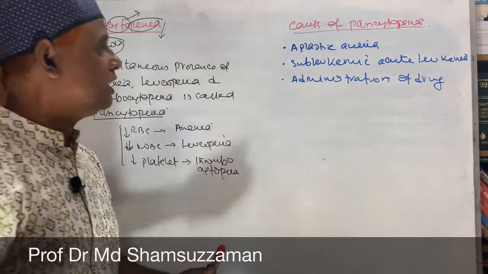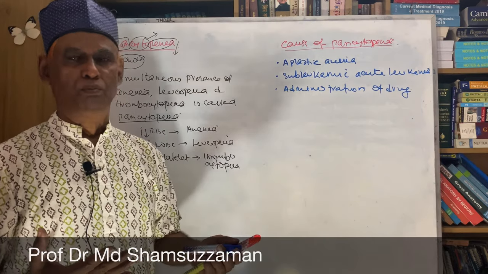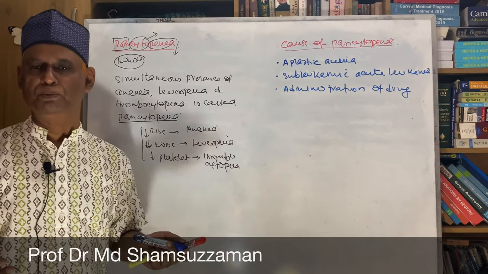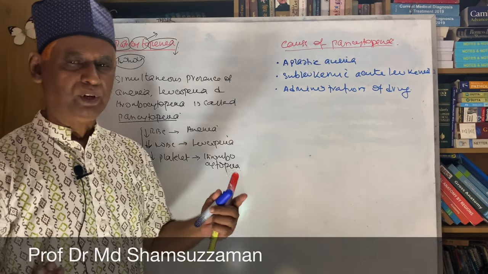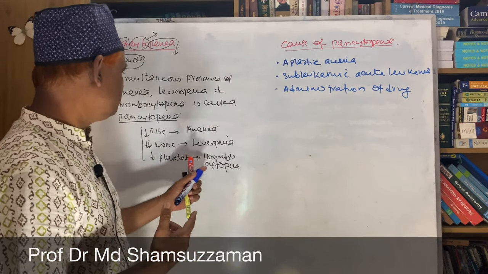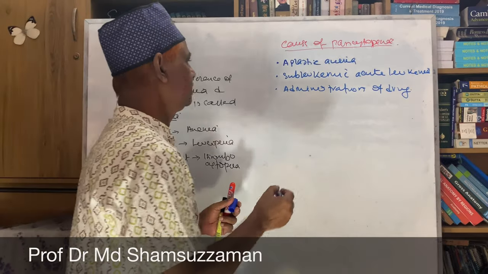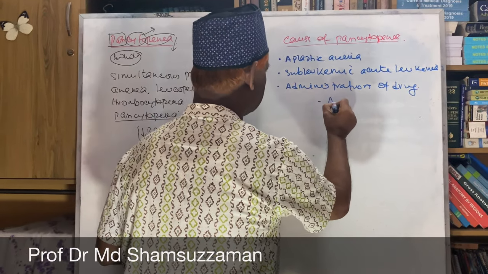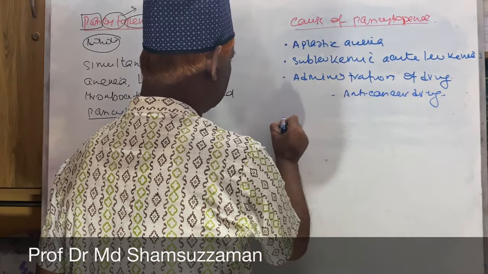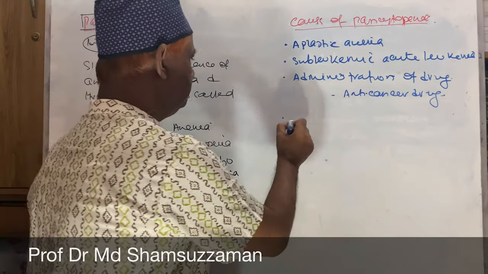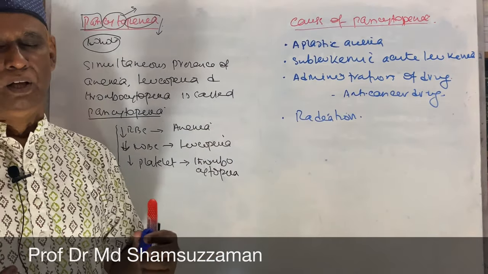Audience, the cancer bearing patient when gets anti-cancer drug, usually they develop anemia, leukopenia and thrombocytopenia. That is, they develop pancytopenia. So before giving chemotherapy and after giving chemotherapy, whether the patient is suffering from pancytopenia or not, complete blood count is done, like anti-cancer drug. Then radiation, that is given in cancer bearing patient as radiotherapy.